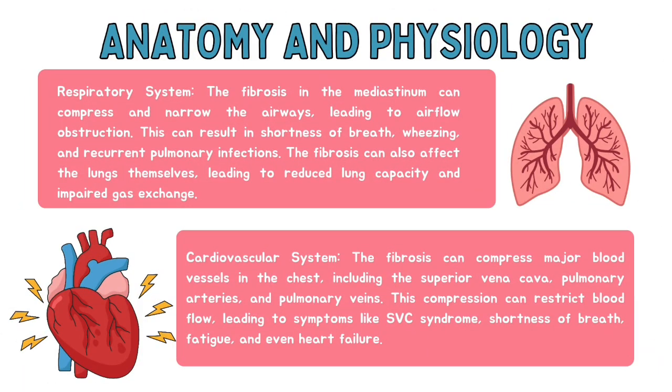The anatomy and physiology. The affected systems of fibrosing mediastinitis are primarily the respiratory system and the cardiovascular system. So, what happens in that area? In the respiratory system, the fibrosis in the mediastinum can compress and narrow the airways, leading to airflow obstruction. This can result in shortness of breath, wheezing, and recurrent pulmonary infections. The fibrosis can also affect the lungs themselves, leading to reduced lung capacity and impaired gas exchange.